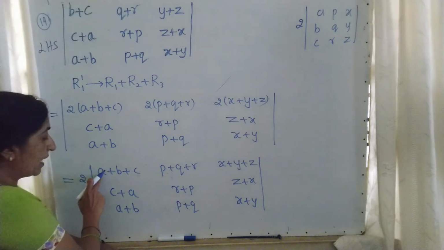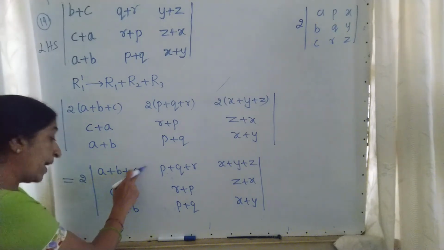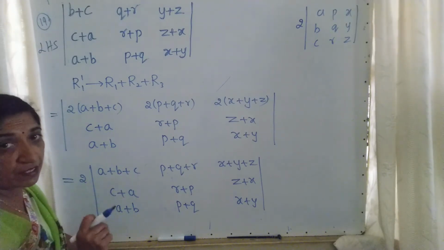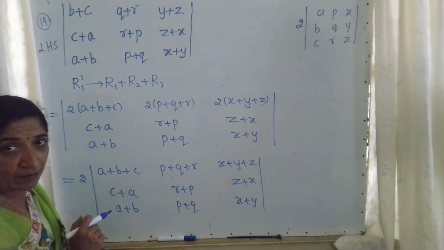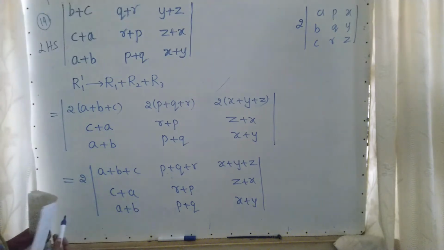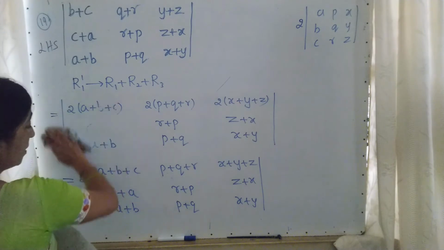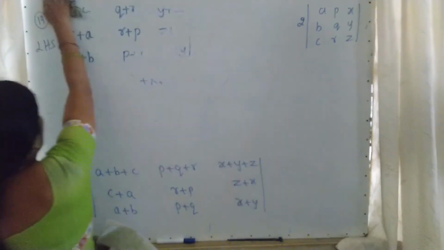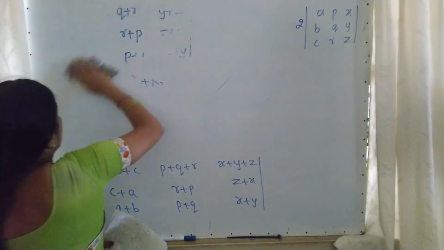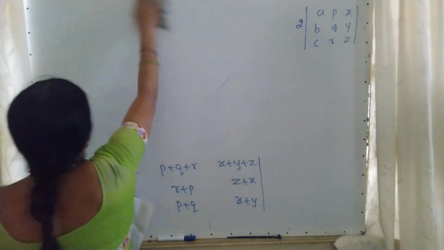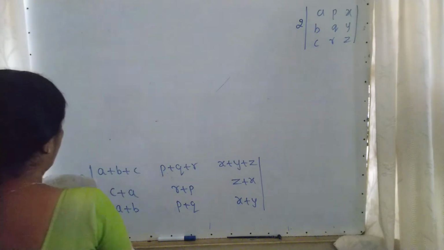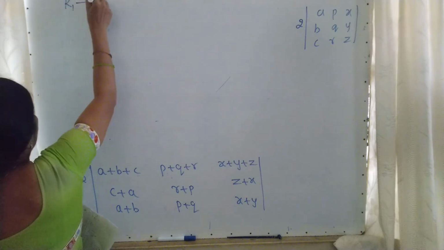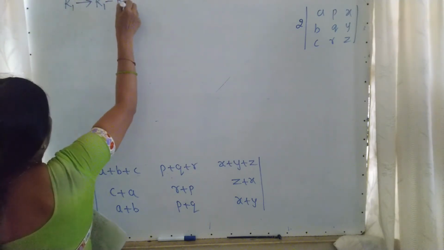If you take A plus B plus C minus C plus A, C and A get cancelled. What is remaining? B is remaining. You are getting a single term expression. Yes. That means what is the operation? R1 dash is R1 minus R2. In the first row, we are doing a subtraction of the corresponding elements of the second row. R1 dash I am writing as R1 minus R2.